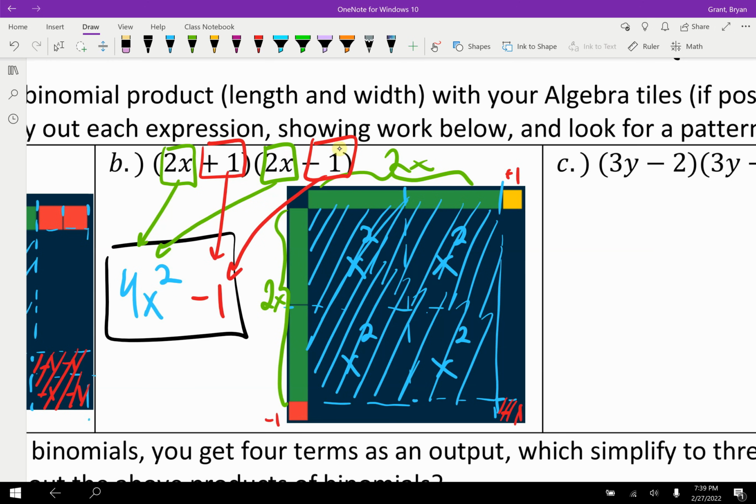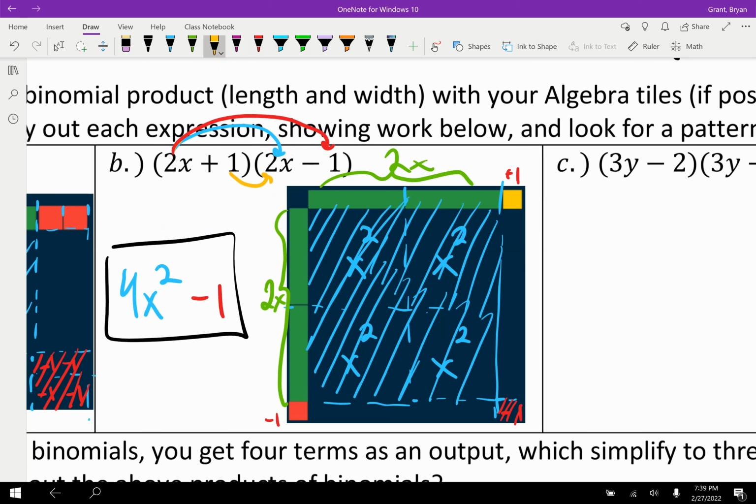If you wanted to see this using arrows, normally we'd use 4 arrows here. We'd do 2x times 2x, and then we would also do 2x times negative 1, and then we do 1 times 2x, and then we would do 1 times negative 1. However, in this situation, two of those end up canceling out. This 2x times negative 1 made a negative 2x, and that canceled with this positive 2x. So in this situation, even though you should multiply all four out, we only had to multiply the firsts and the lasts, and that gave us our answer.